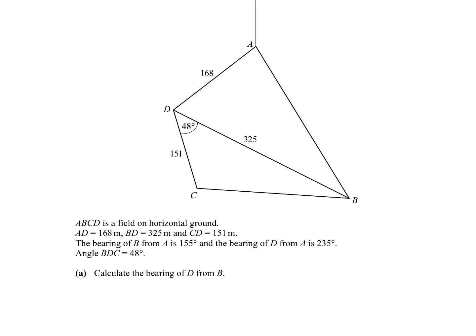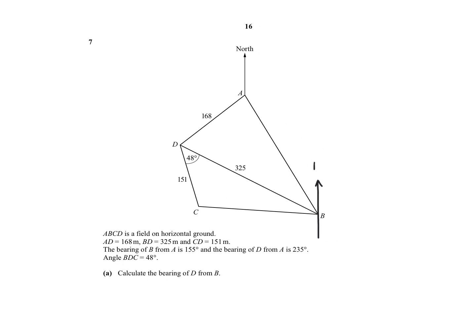Okay, bearing of D from B. From B, draw your North Pole. Sometimes your North Pole faces another direction, then you copy it in the same direction. In this case, your North Pole is facing upward. I want to turn from North Pole all the way until the line pointing to D. This is the bearing that I need to find.